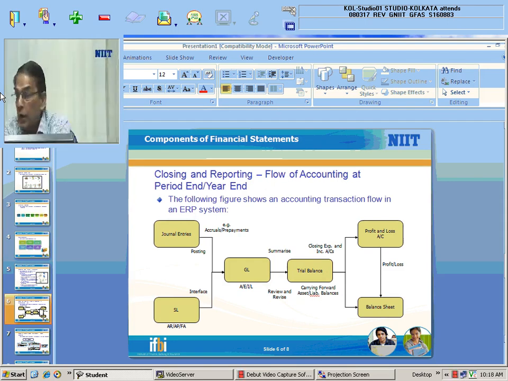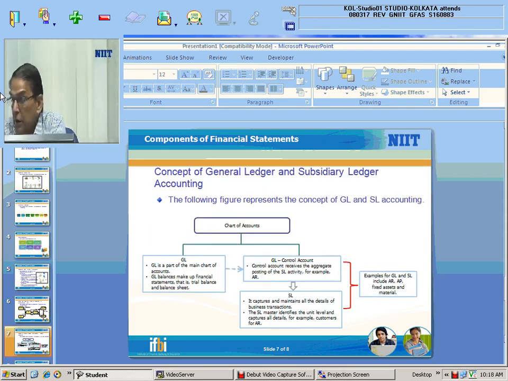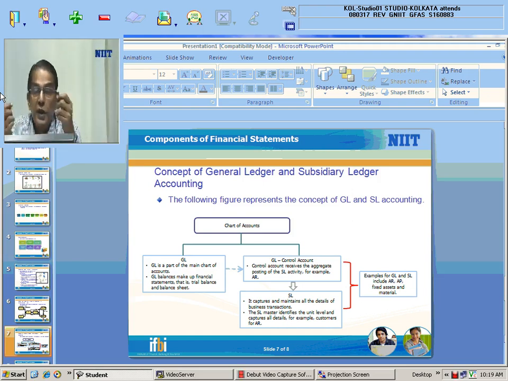Now the concept of general ledger and subsidiary ledger accounting. Only master accounts are maintained in the general ledger. These are accounts relating to assets, liabilities, incomes and expenses. So GL is a part of the main chart of accounts. When you have a list of the various accounts which are maintained, GL is basically a part of the main list of accounts. GL balances will make up the financial statements, that is the trial balance and balance sheet. Balances of the various GL accounts will basically make up various kinds of financial statements, including the trial balance and the balance sheet.